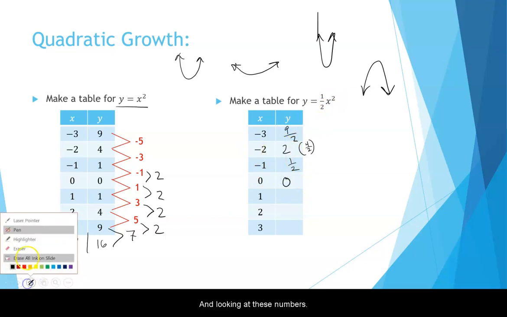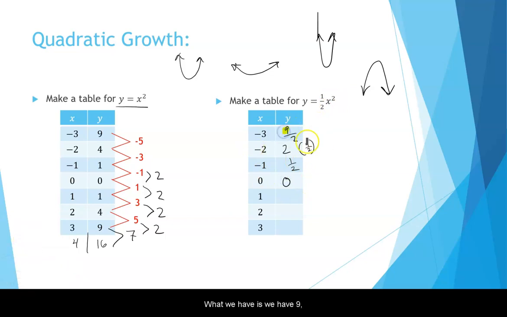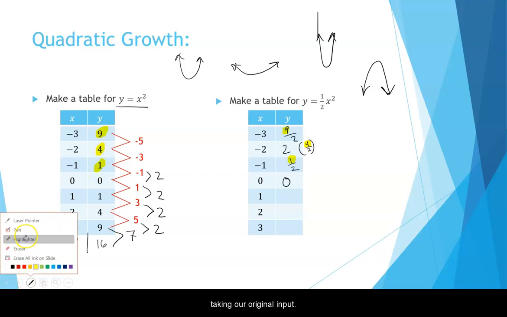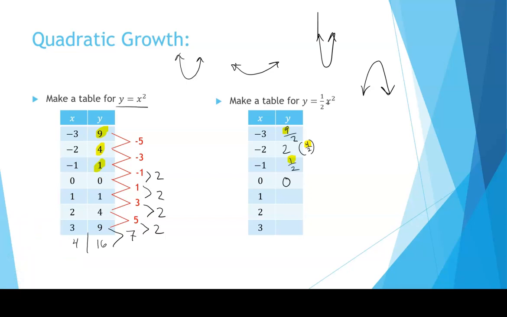And looking at these numbers, what we have is 9, 4, 1, all multiplied by 1/2. So it's essentially like we're taking our original input and just multiplying it by 1/2, which is exactly what that equation is telling us. So that means what goes right here will be, that's not a 0, that's just a circle. What goes right here will be 1 times 1/2. 1/2, 4/2, also known as 2, and 9/2.